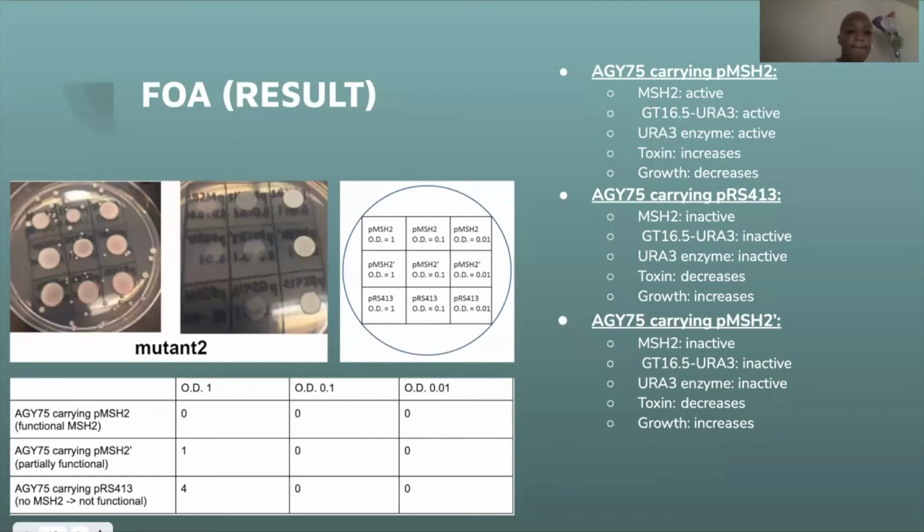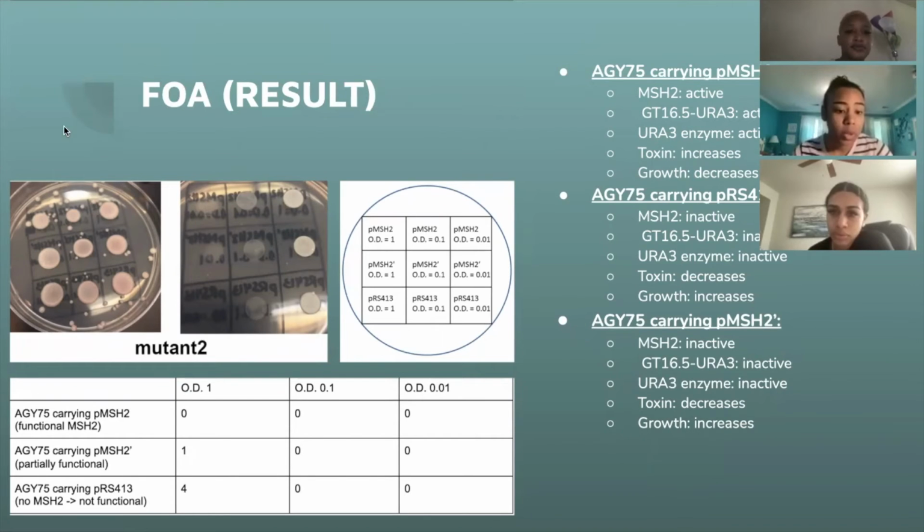So in this slide, you can see the results of what this experiment produced. We had mutant 2, which was BMR1. In the image to the right, we were able to qualitatively observe bubbles within each of the colonies. And below in the table, you can see that there are OD1, OD.1, and OD.01. These all correspond to what kind of bubbles the plasmids each had.